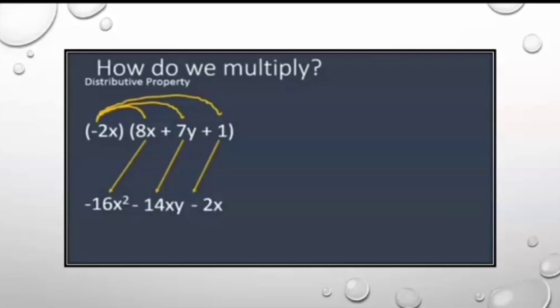So let's start. Here we will multiply minus 2x with 8x plus 7y plus 1. How will we multiply minus 2x with this trinomial? We will multiply minus 2x with each term of this expression. First multiply minus 2x by 8x, the answer will be minus 16x square. Then multiply minus 2x and 7y, the answer will be minus 14xy. Now multiply minus 2x by 1, the answer will be minus 2x. So this is the multiplication of monomial with trinomial.